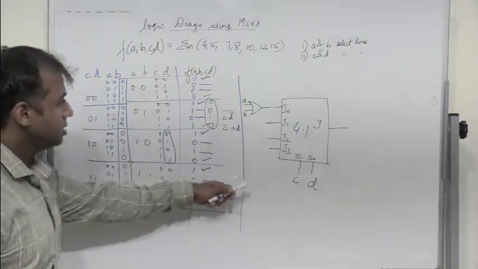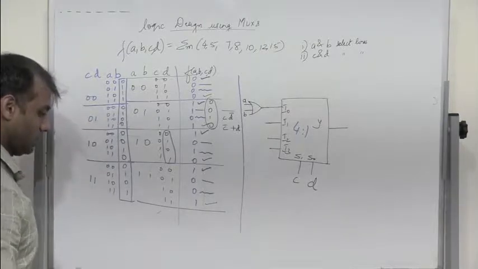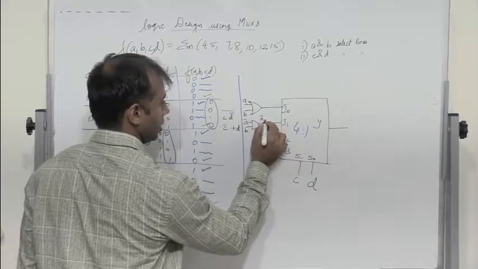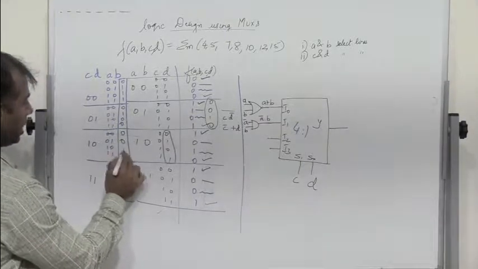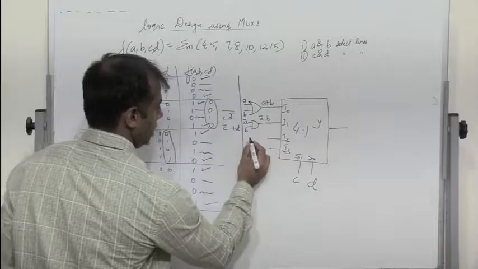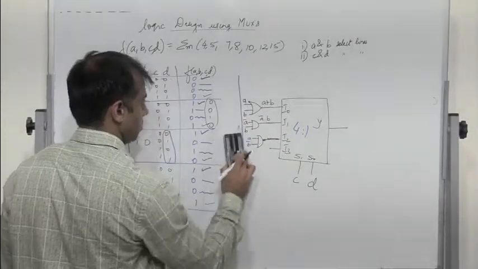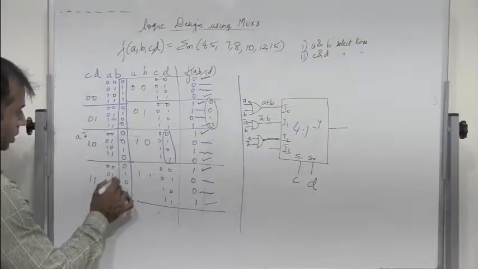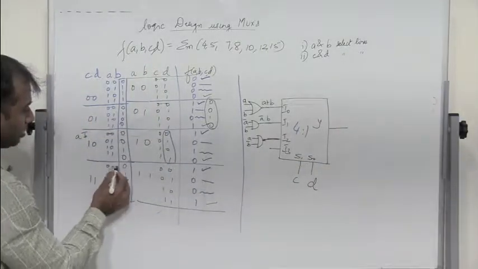The next one. When CD is 0, 1, I1 is connected to the output. So I have 0, 1, 0, 0. So what is this? This is A bar B, isn't it? So this is A bar into B. What about the next one? So when it is 1, 0, we have A B bar. So A B bar, give it to a 2-input AND gate. Give it to I2. And then the last one, 0, 1, 0, 1 coincides with nothing but the input B, right? So when CD is 1, 1, I3 gets connected to the output. But we find that the output is nothing but B. So connect B here.